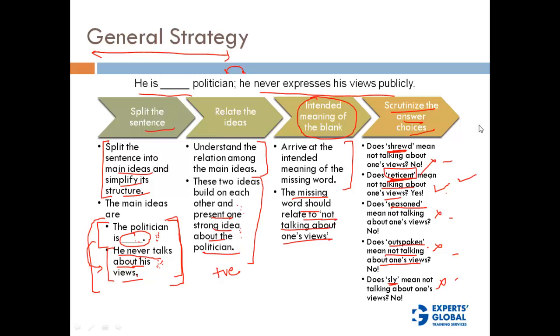The 5th step that is not shown here is you put this word back in the main sentence. He is a reticent politician. He never expresses his views publicly. Now, after putting this answer choice, we are able to get one consistent meaning out of the entire question stem. So that is why we verify that reticent is the correct answer. We tick it and move on.